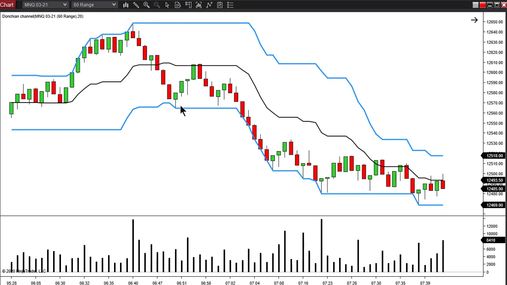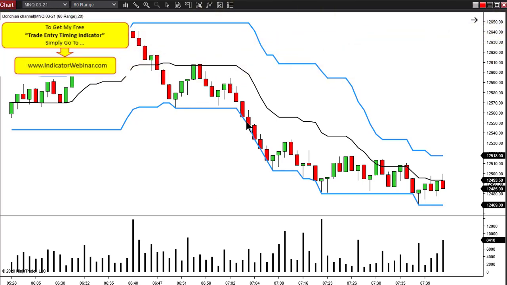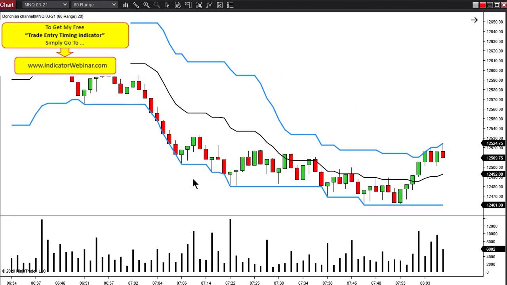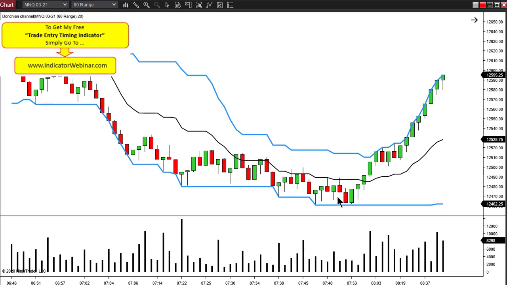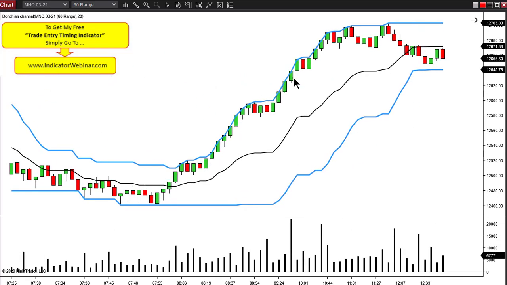So I would prefer going down here, boom, retrace, cool, enter there using my cycle indicator. Again, happy to share that with you. And then I'm already in before we break the range and before we ride the channel back down. Down, down, down, down, down. Again, up, up, up, up, up, up.